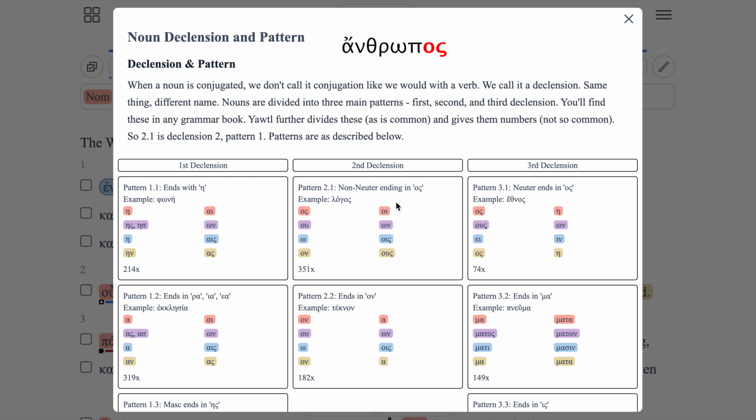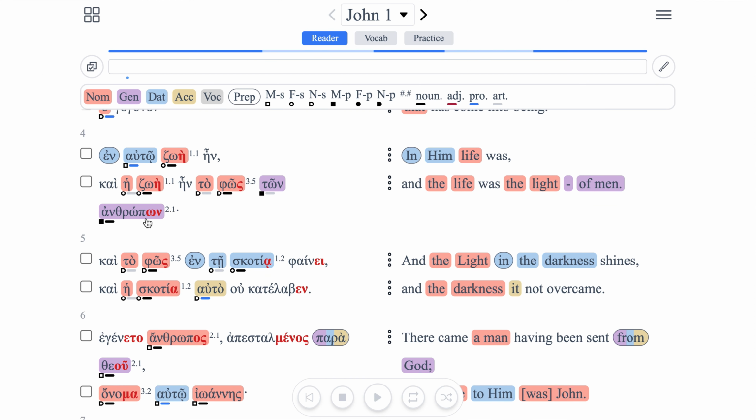Now, do we want to use this noun as a subject, a possessive, an indirect object, or a direct object? Let's say we want to use it as a possessive, which is genitive, which is the purple line number 2. So we apply the omega nu ending, and instead of anthropos, man, it's anthropon, of men. And in fact, if we look at John 1:4, we see the word anthropon, which is genitive or possessive, purple case, and means of men. And we can see the superscript of 2.1 means it's using pattern 2.1.